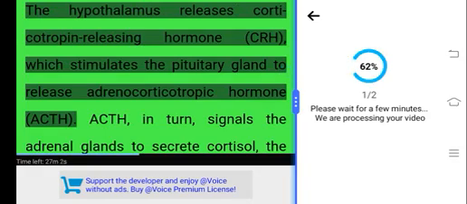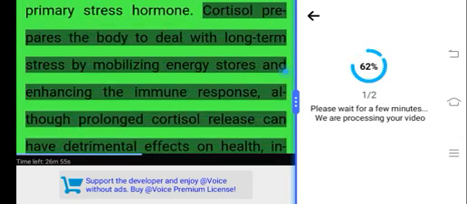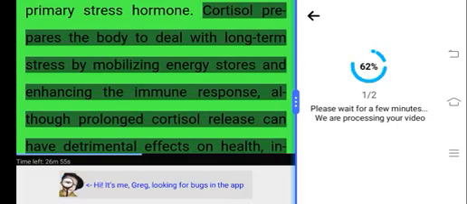The hypothalamus releases corticotropin-releasing hormone (CRH), which stimulates the pituitary gland to release adrenocorticotropic hormone (ACTH). ACTH, in turn, signals the adrenal glands to secrete cortisol, the primary stress hormone. Cortisol prepares the body to deal with long-term stress by mobilizing energy stores and enhancing the immune response, although prolonged cortisol release can have detrimental effects on health, including immune suppression and increased inflammation.